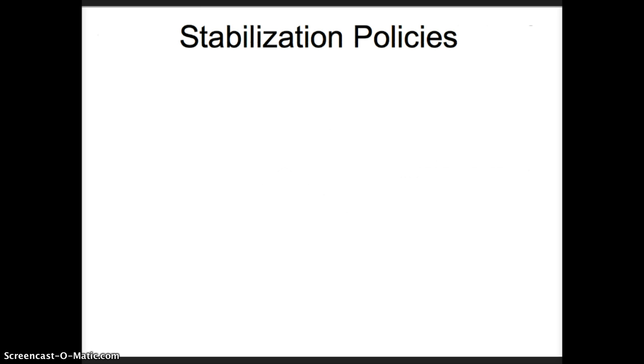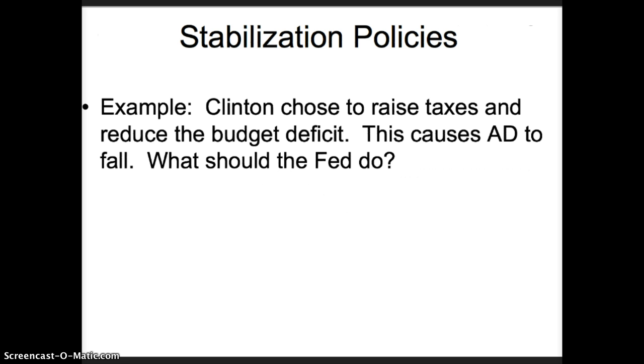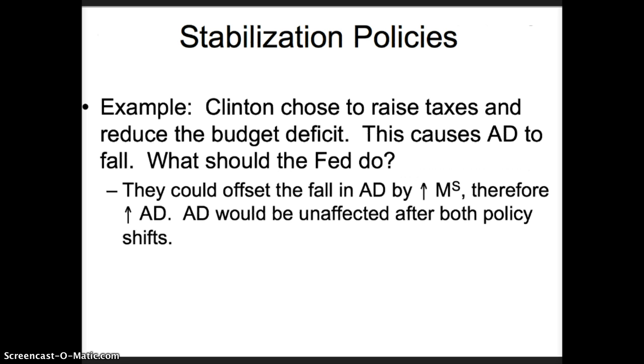Stabilization policies. When President Clinton was in office, he chose to raise taxes and reduce the budget deficit. This caused aggregate demand to decrease. In this scenario, what should the Fed do? They could offset the fall in aggregate demand by increasing money supply, therefore increasing aggregate demand. After both policies, the aggregate demand curve would be unaffected. Stabilization policy is when the Federal Reserve runs a policy opposite of fiscal policy, so the aggregate demand curve remains unaffected.